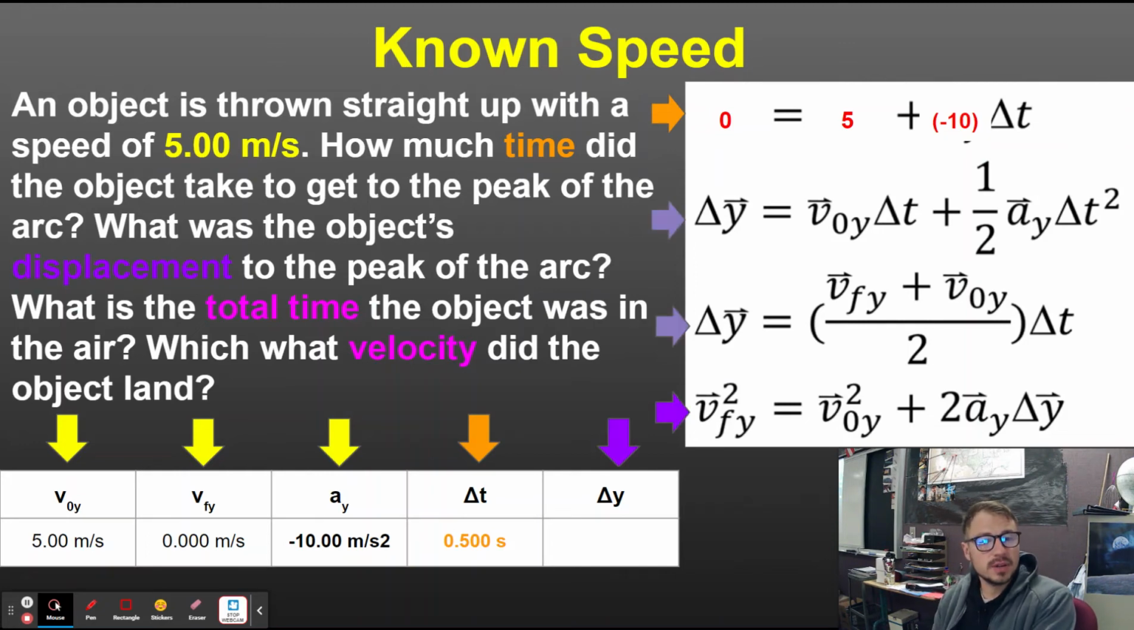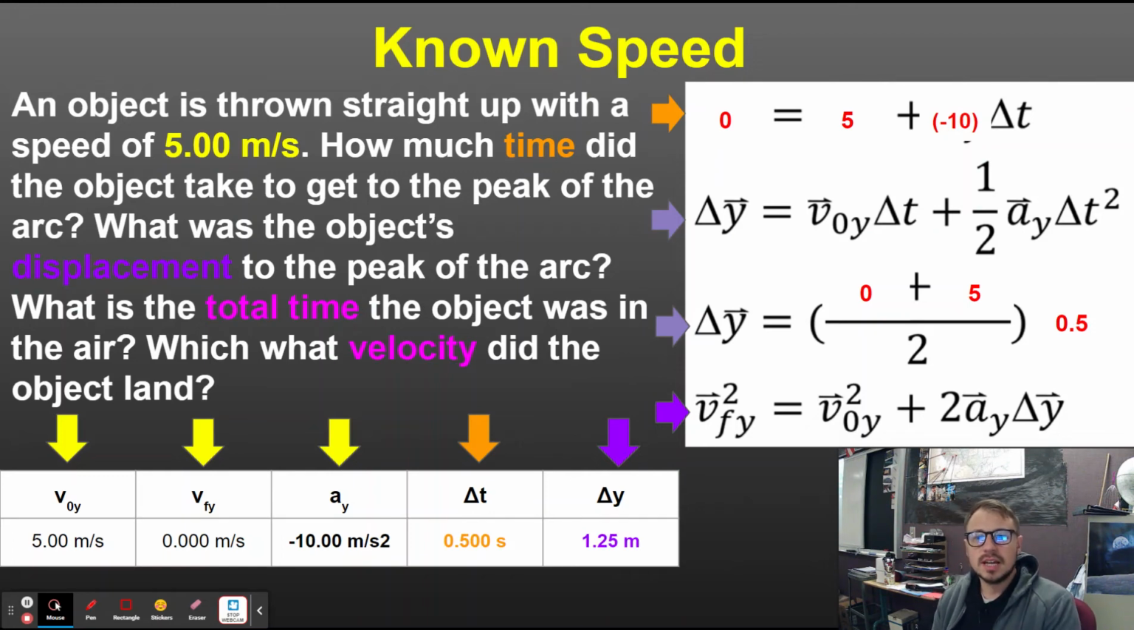Now I can use any three of these equations. The last one would be better because if I miscalculated the time, I can still get that displacement correct. I'm just going to use the third one just because it's easier. If I wanted to double check, I could use that fourth one. 1.25 meters.